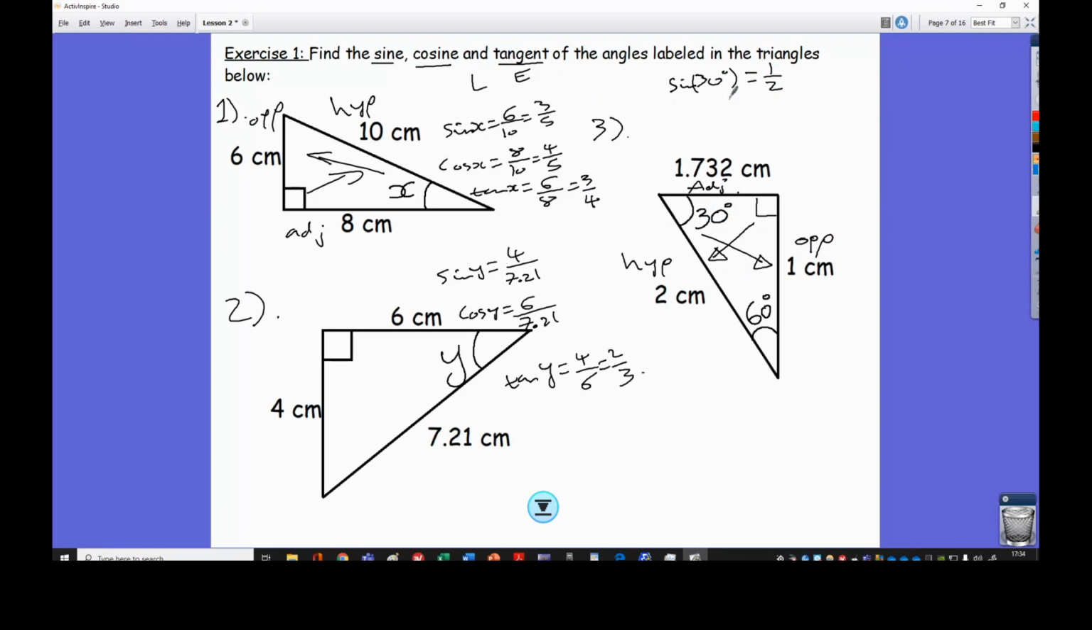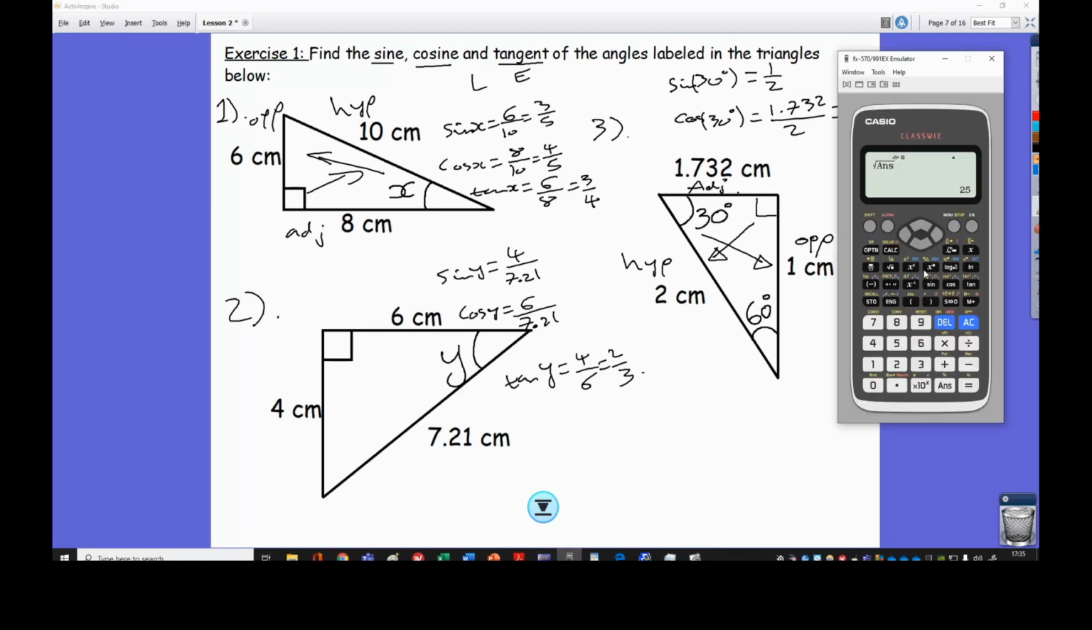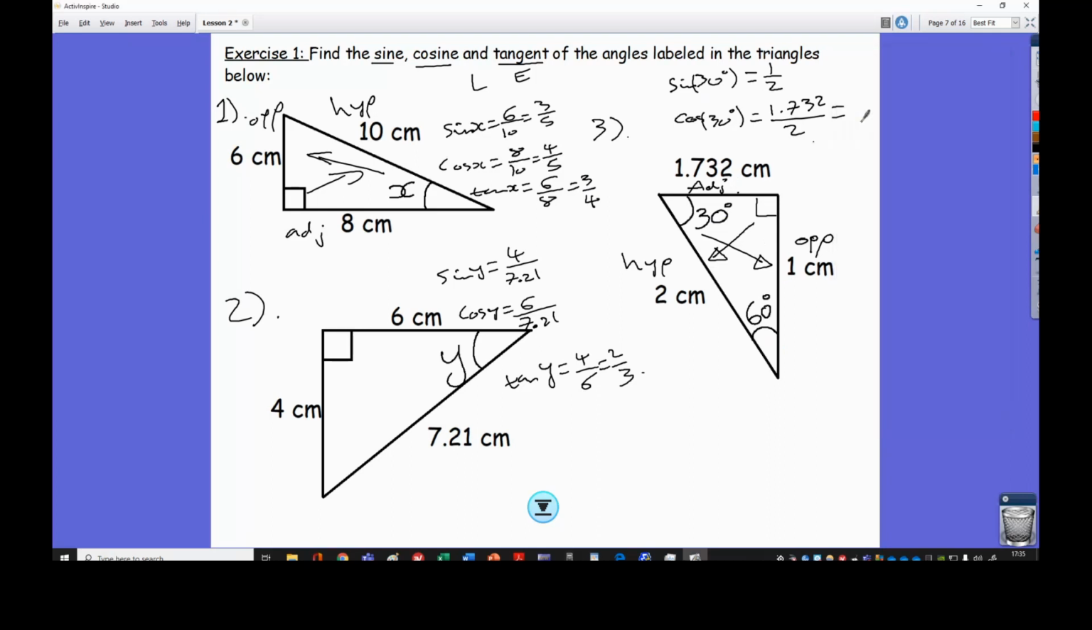And if you want to know why that is, if you drew this triangle yourself, so base of 1, hypotenuse of 2, the other side would then be forced to be this, you would get sine 30 as a half. So cos 30 is going to be the adjacent, which is 1.732, over the hypotenuse of 2. So you can work that out in your calculator. 1.732 divided by 2 gives me 423 over 500, which is 0.866 roughly.